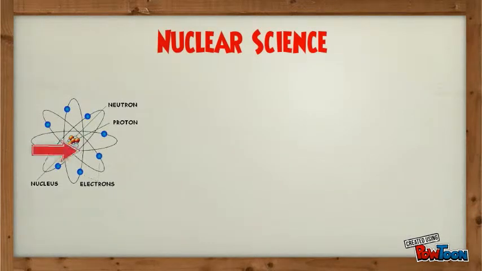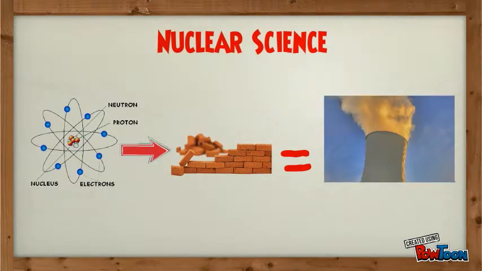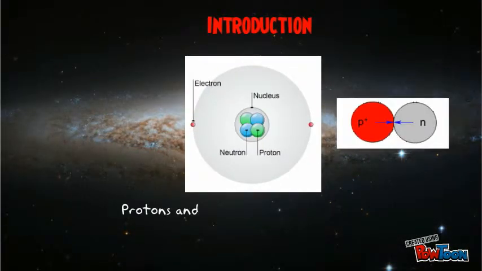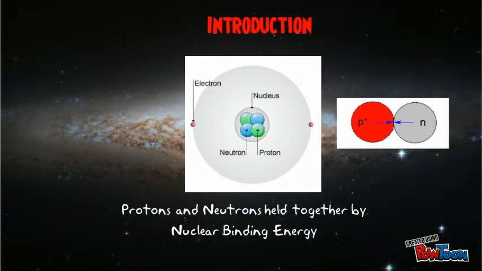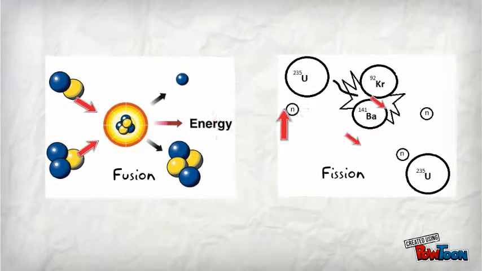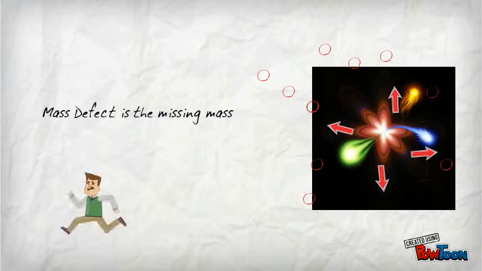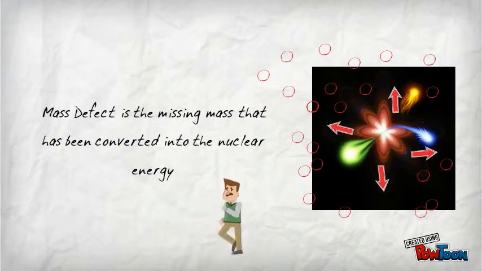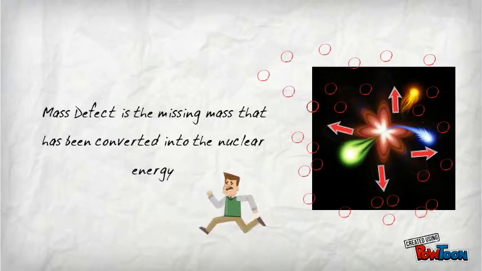Protons and neutrons make up a nucleus, which is the foundation of nuclear science. Nuclear binding energy is the energy required to keep the protons and neutrons of a nucleus tightly packed together. Fusion and fission involve the disintegration or binding of elemental nuclei and isotopes. The difference in mass before and after the reaction can be attributed to the nuclear binding energy. Basically, nuclear binding energy is considered as mass.